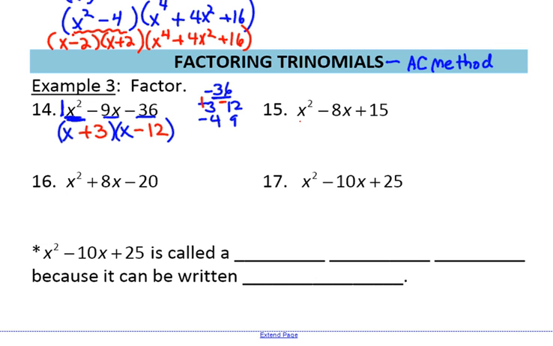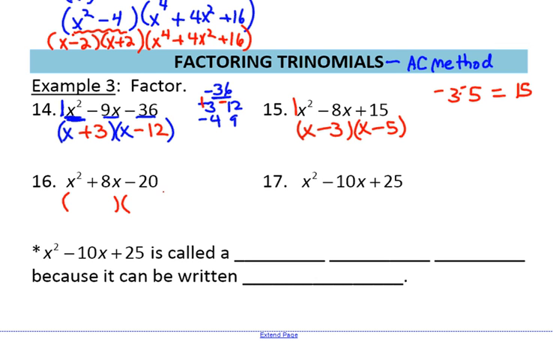On 15, same thing as initial 1 there that's understood. So this is going to be x times x. 15 is 3 times 5. I can't use pluses because they need to add up to be a negative. So if I do a negative 3 and a negative 5, they multiply to be positive 15. And they add to be negative 8. So watch the signs. Minus 3, minus 5. Multiply to be positive, add to be negative 8.